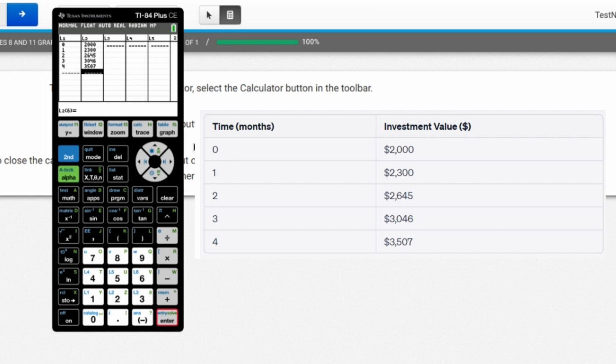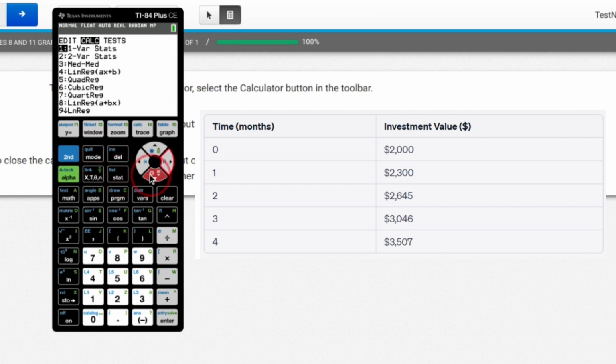All right, so this is what I'm going to do. I'm going to quit out of this. I'm going to hit stat. I'm going to hit calc. And I'm going to go to exponential regression, which I believe is 0. There it is. I'm going to hit enter. Okay, I'm going to store my regression equation in y sub 1 so I can use it to answer part B. So I'm going to hit vars, go to y vars, function, enter, and then once you hit calculate, you get your equation. So there's my equation right there.